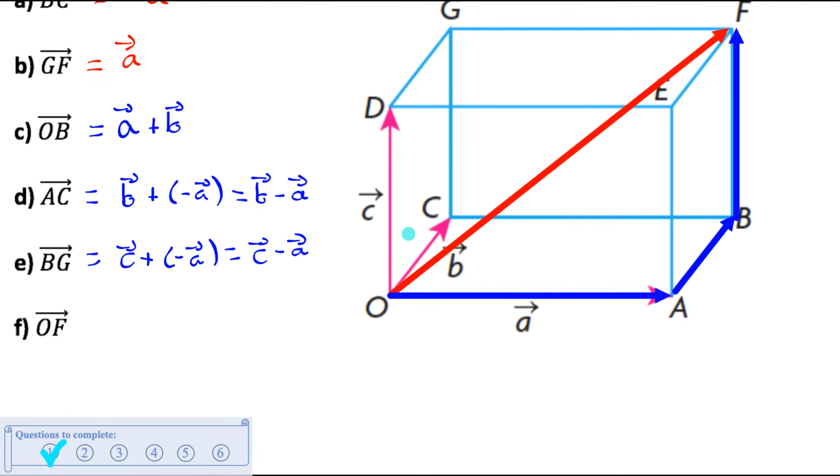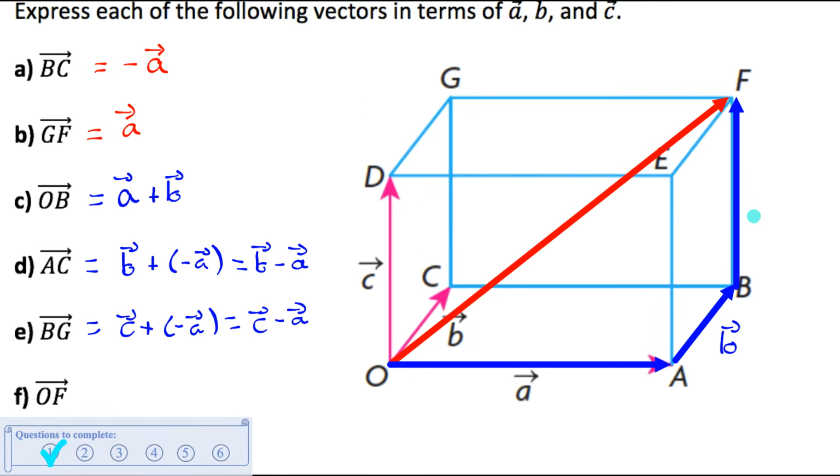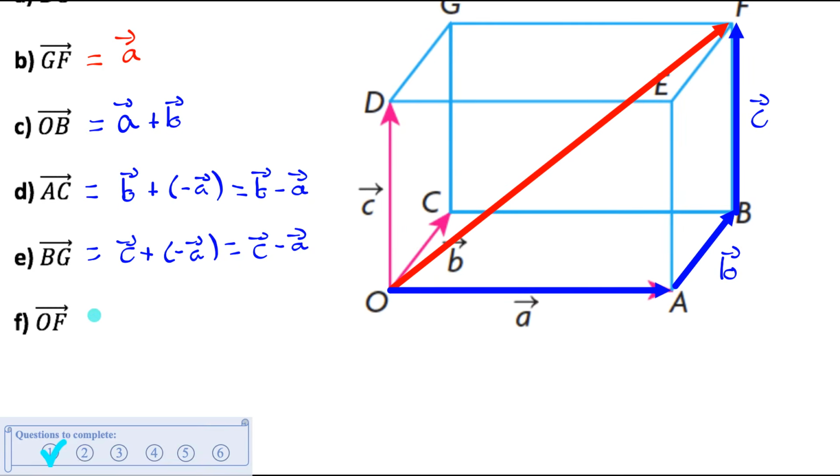So now let me just express all those blue vectors in terms of vectors A, B, and C. Well, vector OA is vector A. Vector AB is the same magnitude and direction as vector B, so I could relabel this vector B. And vector BF is the same magnitude and direction as vector C, so I could label this vector C. So vector OF is equal to the sum of vector A plus vector B plus vector C.